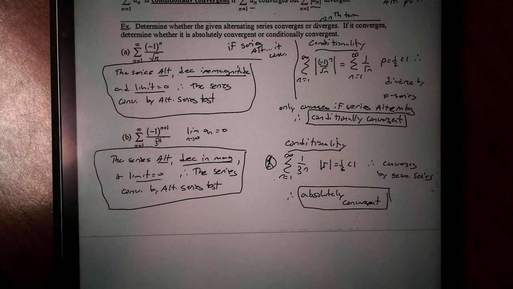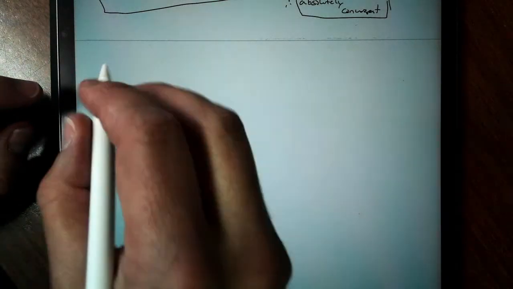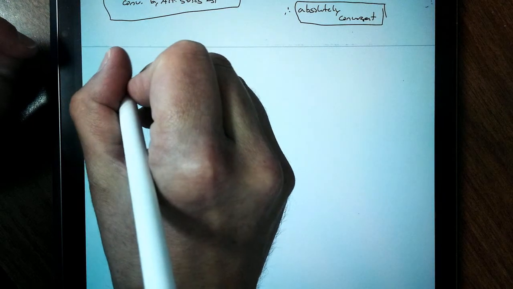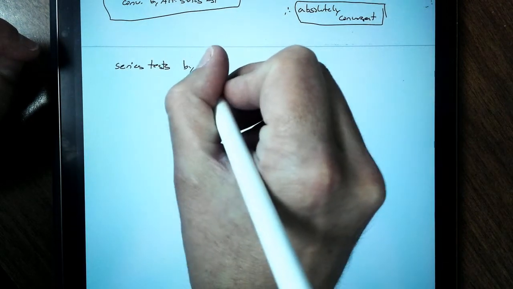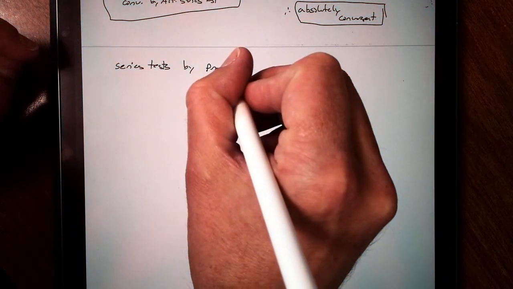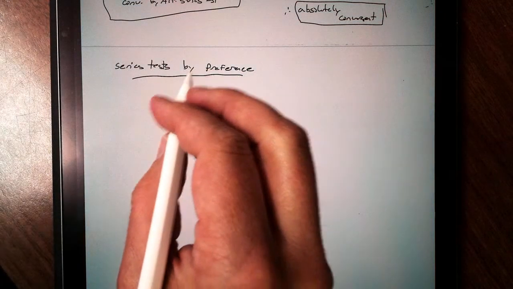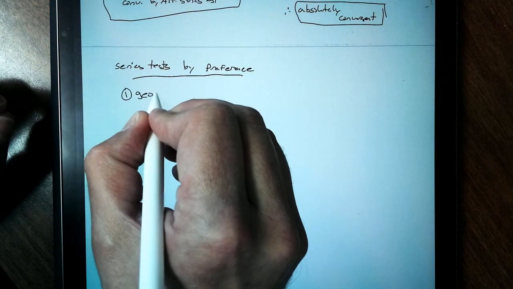All right. For the next part, what I'm going to do here is write down our series tests, but in the preference in which most people choose to do them. So this is the series tests by preference. So you may want to write this down. The first one I tend to do is geometric, by recognizing something is geometric.